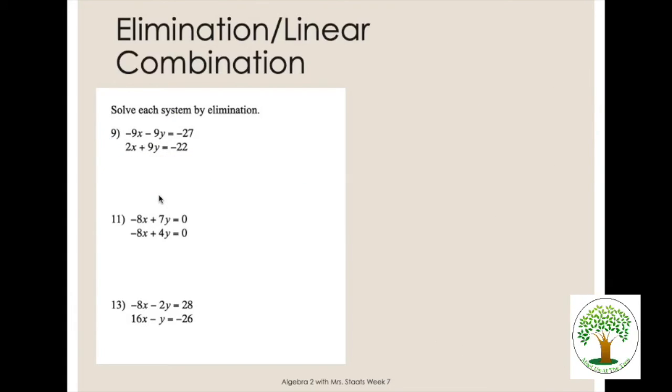Number 11 isn't like number 9. Number 9 had something that canceled right away. Number 11 doesn't cancel right away. I have a negative and a negative, and those combine. So what can I do to make this cancel?